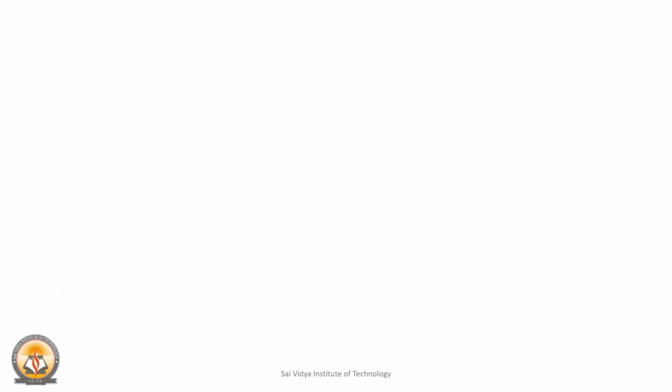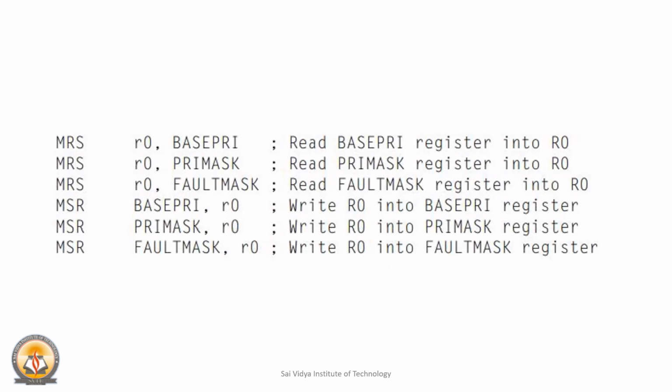If we want to execute the same lines of code as we saw in the previous slide in assembly language, this set of code is used. So we use the special instructions, the MRS and MSR instructions, to move the content of the interrupt mask register into any of the general registers. Here for example, we have considered it as R0. After getting the value of those registers, we can write into that register, in turn writing into the BASEPRI or the PRIMASK and the FAULTMASK.